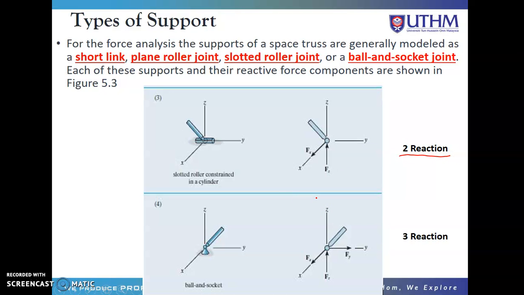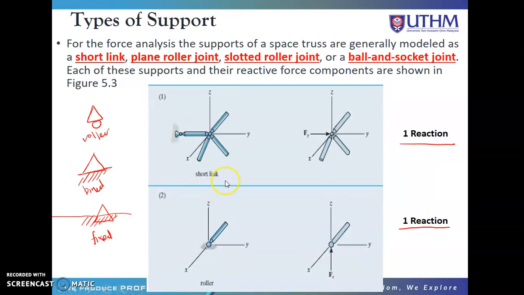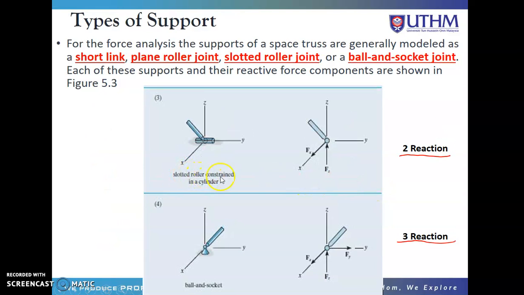Okay, and lastly is the ball and socket joint. The ball and socket joint will give us three reactions. So you need to recognize these types of support. The short link will give one reaction, the roller will give one reaction, the slotted roller will give us two reactions, whereby the ball and socket joint will give us three reactions.